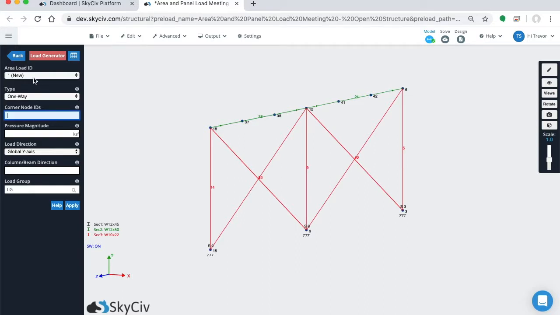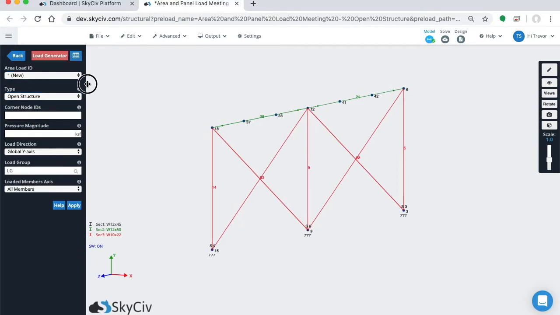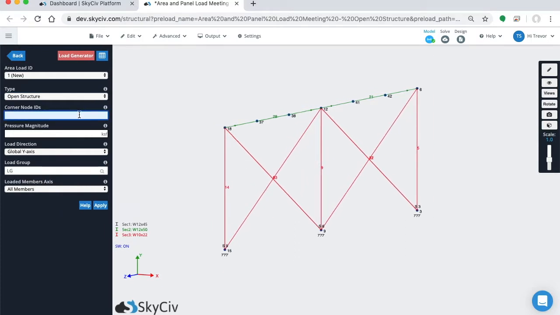So again, come into area loads, open structure load. Same as before, you need to identify the corner nodes. And again, this is the simplest one because you don't actually have to worry about going in the right order or specific order. You do need to follow either a clockwise or counterclockwise direction. So we'll identify those. And just to keep it simple, we'll say 100 PSF.